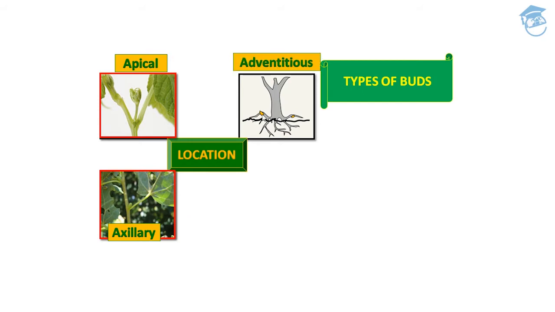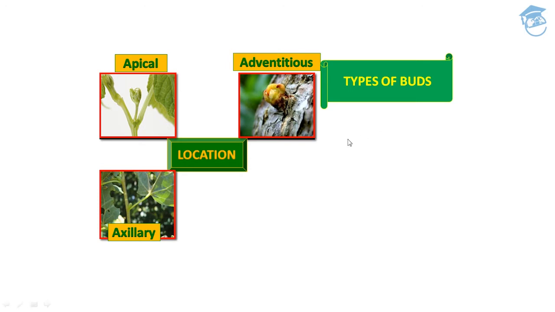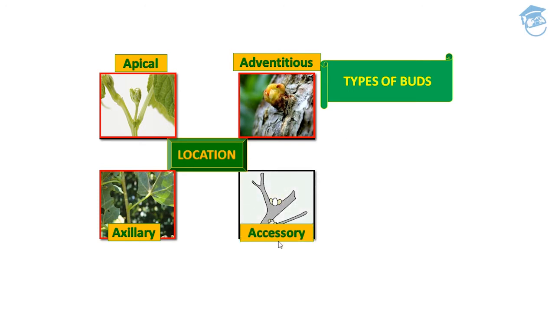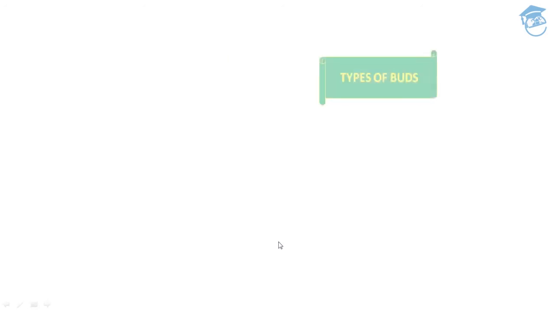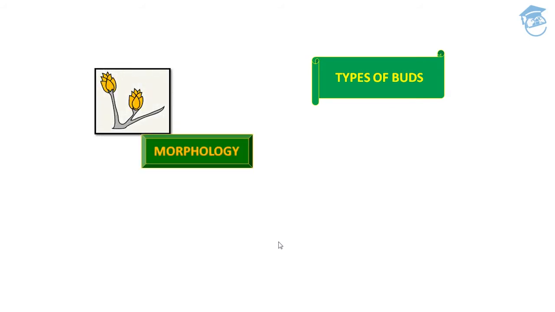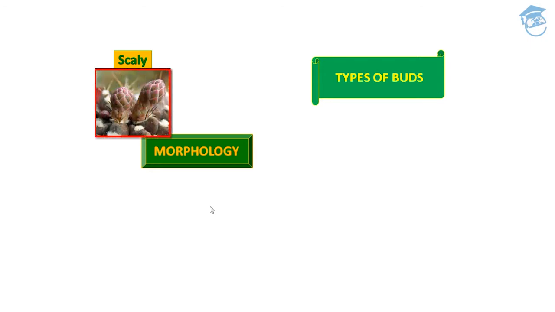See, this is an adventitious bud, which could be present on the horizontal branch or could be present in roots also. Okay, so this is an adventitious bud. Another bud is the accessory bud. It is a very rare form of bud. Now, the types of buds, we will study about their morphology. See, they could be scaly like this.